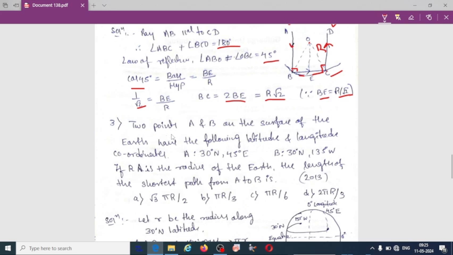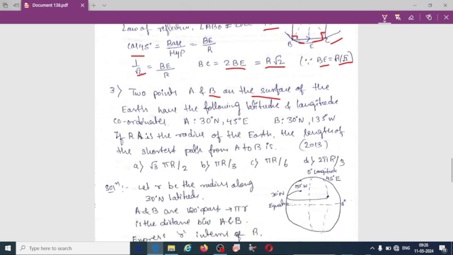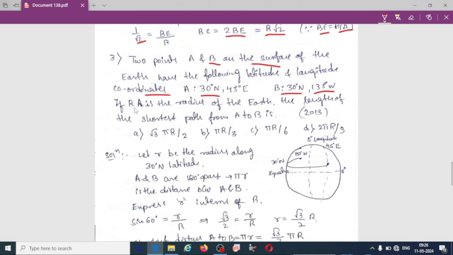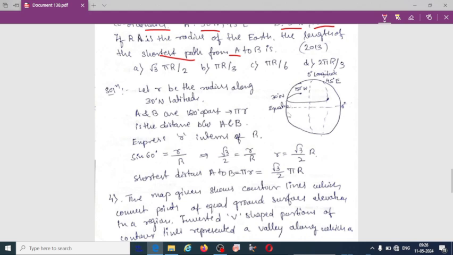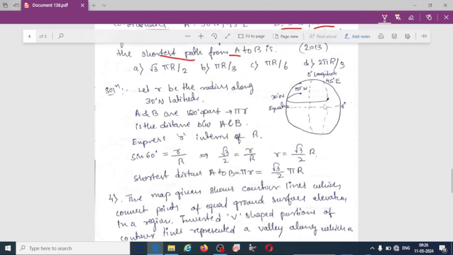So 2 points A and B on the surface of the earth have the following latitude and longitude coordinates. Point A 30 degree north, 45 degree east, B 30 degree north, 135 degree west. If R is the radius of the earth, the length of the shortest path from A to B is. So let us draw the earth surface here. So point A is here and this is point B.